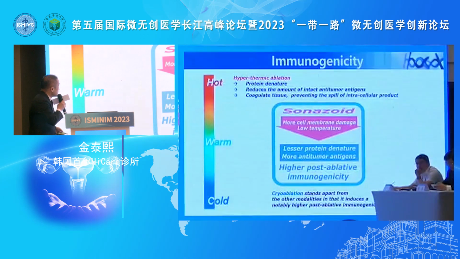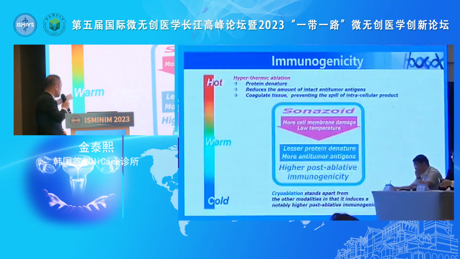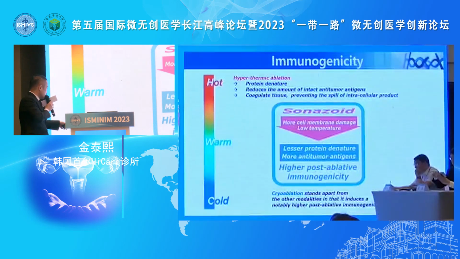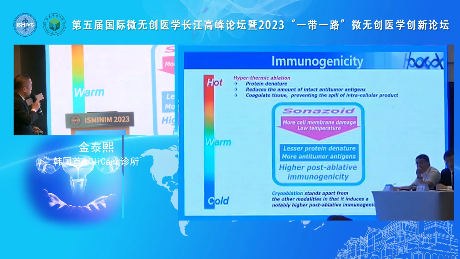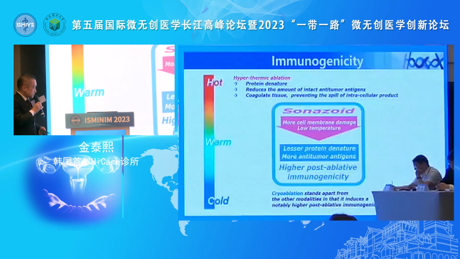And think about immunogenicity. When we treat with hyperthermic ablation, almost all proteins are denatured, and this reduces the amount of tumor antigen. And think about cryoablation. This freezes the tumor, and this keeps more intact protein and makes more anti-tumor antigen. But cryoablation sometimes makes a cytokine storm, which can be dangerous for the patient.